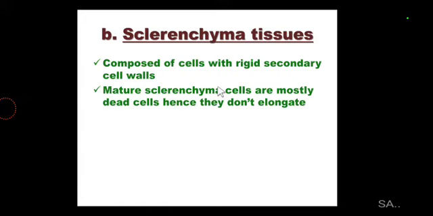Now we are moving towards the last supportive tissue, and this is the sclerenchyma tissue. So sclerenchyma tissues are composed of cells with rigid secondary cell walls. Here their secondary walls are thickened because of the deposition of lignin, which is a hard substance. So it makes them hard and their support is very firm. The mature sclerenchyma cells are mostly dead cells, hence they don't elongate, but their width increases because of the deposition of the material.